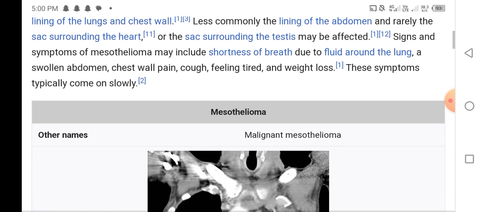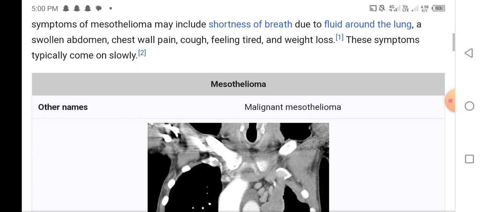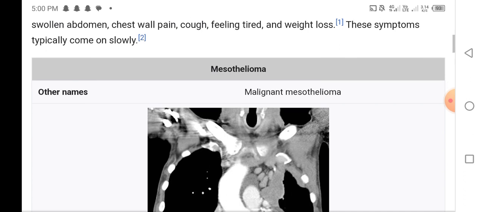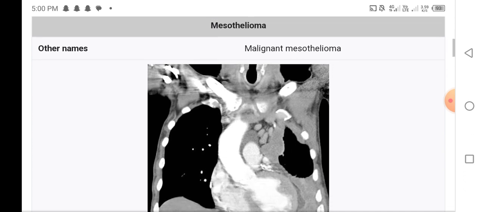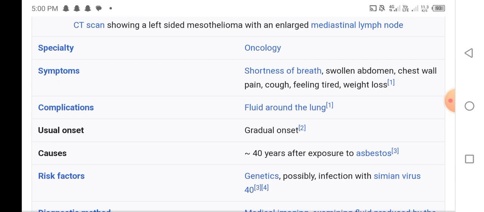Signs and symptoms of mesothelioma may include shortness of breath due to fluid around the lung, a swollen abdomen, chest wall pain, cough, feeling tired, and weight loss. These symptoms typically come on slowly, and when we talk about the CT scan showing a left-sided mesothelioma with an enlarged mediastinal lymph node, the specialty is oncology.